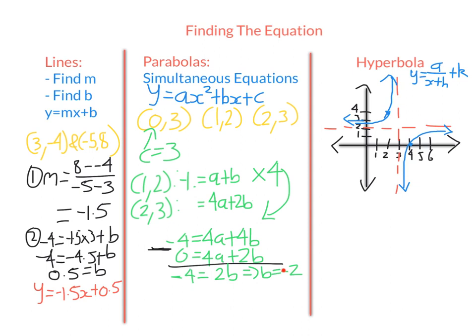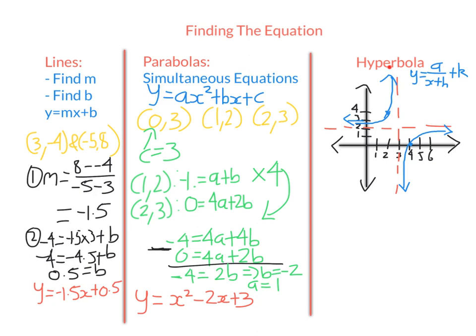So now I substitute this to find a. I can substitute this into any of these equations and it would work. This one's going to be the easiest. So if minus 1 equals a minus 2, that means a is positive 1. So the equation would simply be y equals 1x squared plus bx plus c. And that's the equation of the parabola.